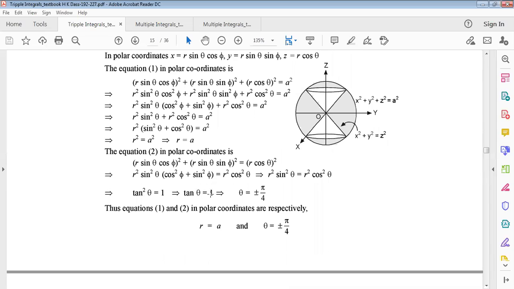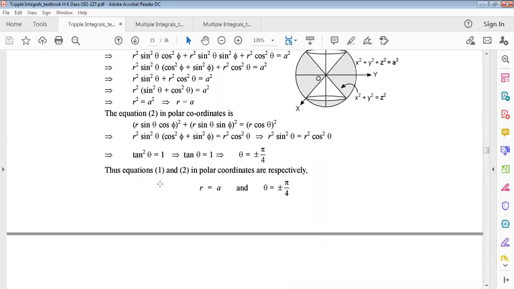That means tan theta equals 1. Tan 45 degree equals 1. This is why theta equals pi by 4. Now from equations 1 and 2 in polar coordinates, respectively, r equals a and angle theta equals pi by 4.